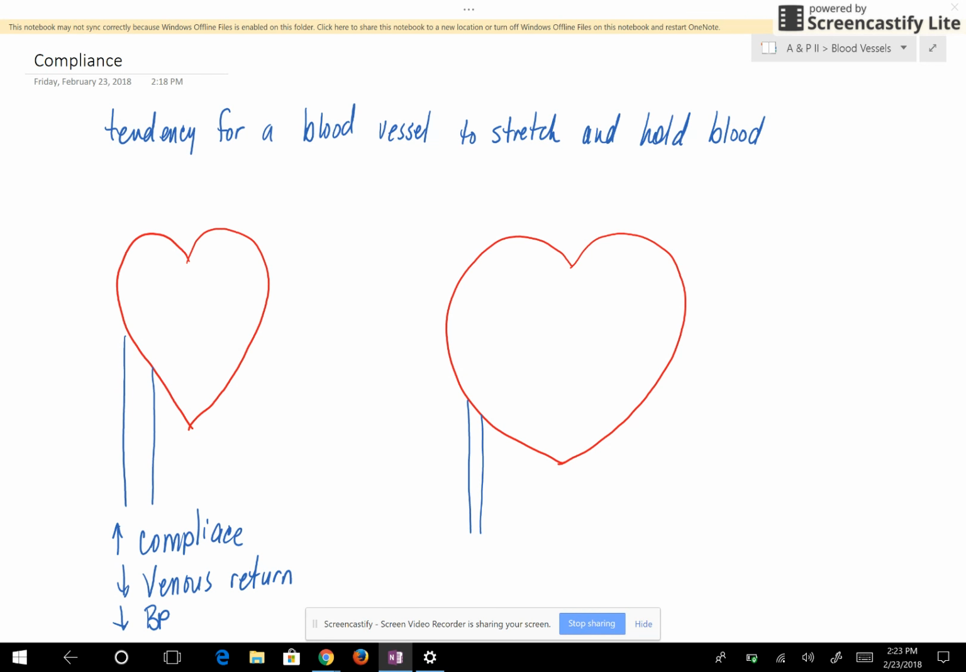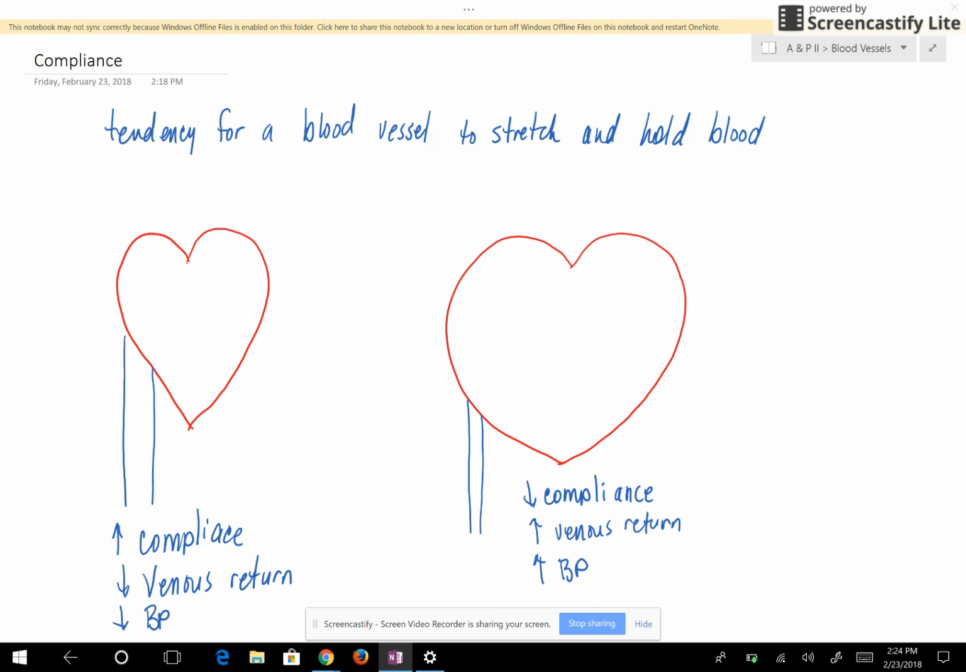In our picture here on the right, we have a decreased compliance. Remember that compliance is the stretch of the blood vessel. So we see that this blood vessel is not stretched, it is constricted. This is going to increase venous return, and that is going to, in turn, raise the blood pressure. The reason that it raises the blood pressure is it increases venous return. That means more blood goes to the heart. The heart is going to stretch and recoil with a greater force, giving it a higher blood pressure.